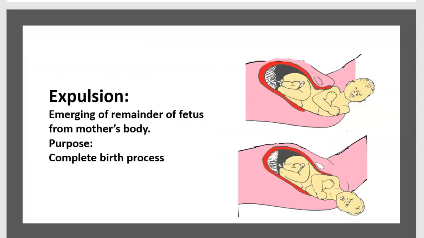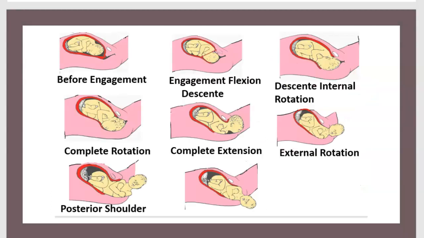Expulsion, emerging of remainder of fetus from mother's body. Purpose, complete birth process. Let's review again. Before engagement. Engagement, flexion, descent. Descent, internal rotation. Complete rotation. Complete extension. External rotation. Posterior shoulder.